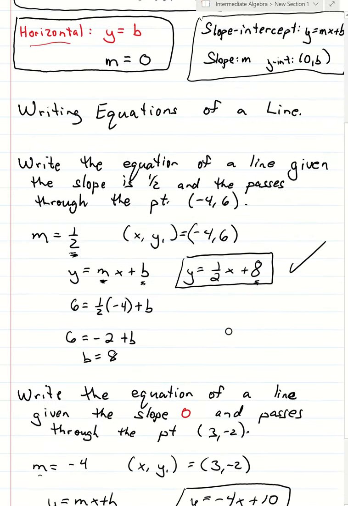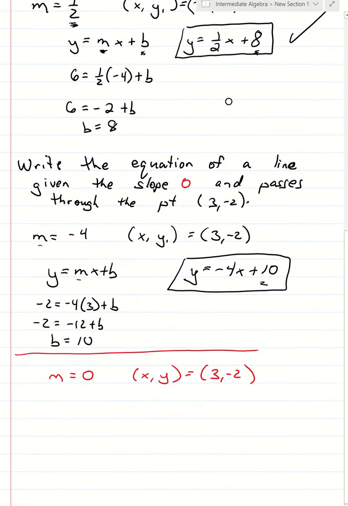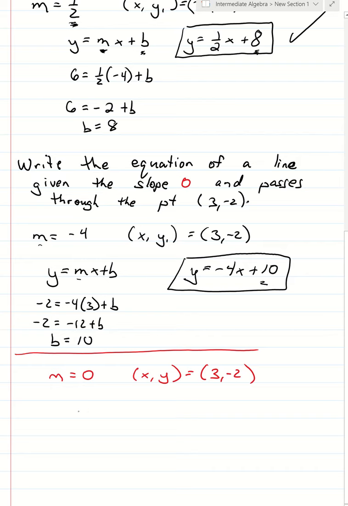Okay? So because we have a slope of 0, I know my answer has to take the form of y equals some number b. Well, so all I need is a b value. And I have a y value. Y, according to the ordered pair, y equals the -2. So my answer will be y equals -2. It's just that easy. Okay?